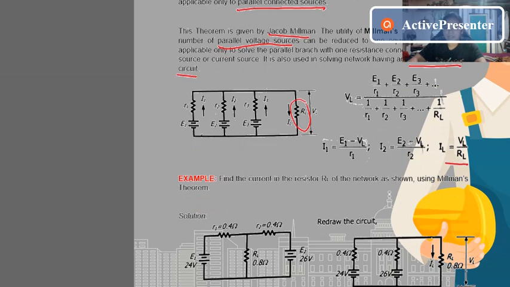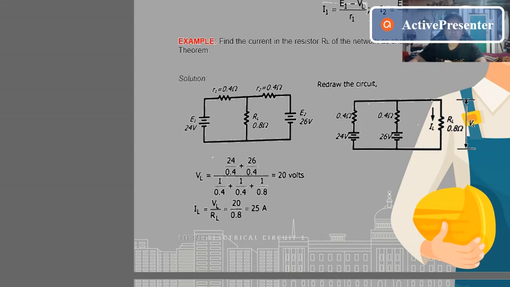So, let's have an example. Find the current in the resistor RL of the network as shown using Millman's theorem. First, we need to redraw the circuit. The 24 volts is in parallel with the 26, with 0.4 ohms, and our IL here, and our RL is 0.8 ohms.